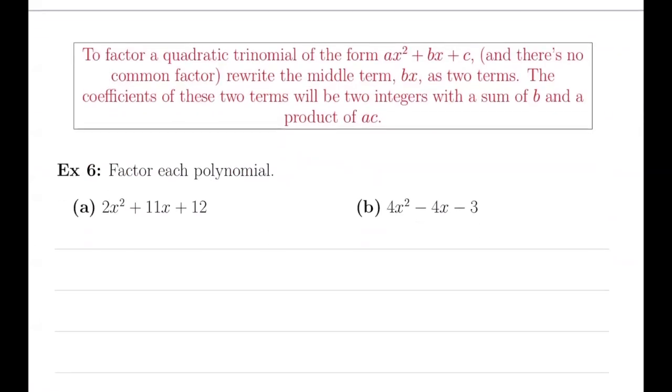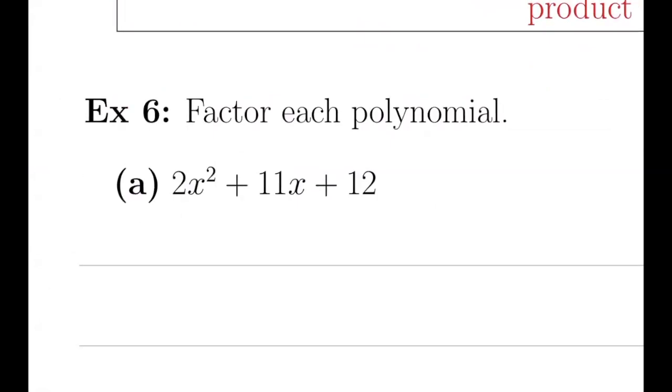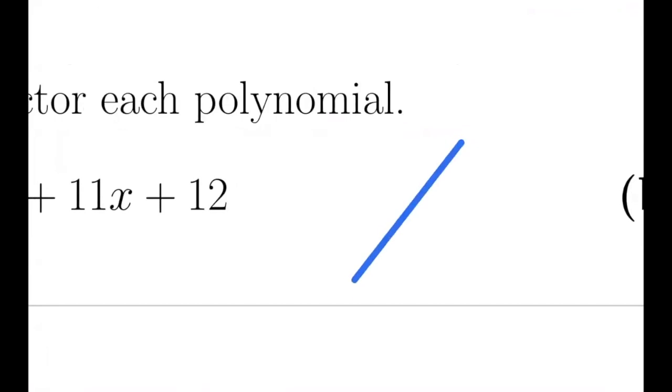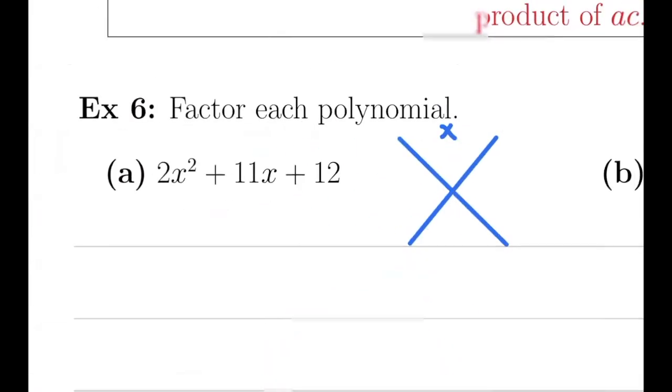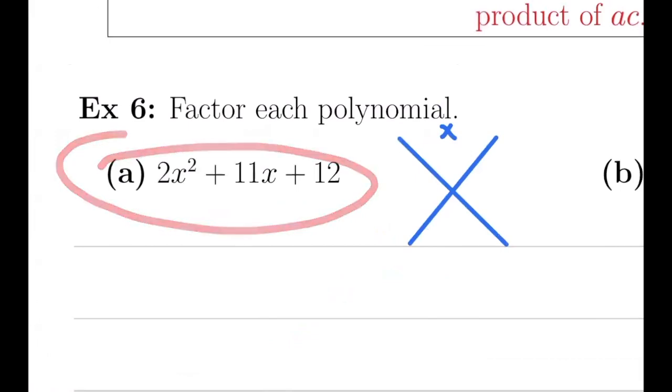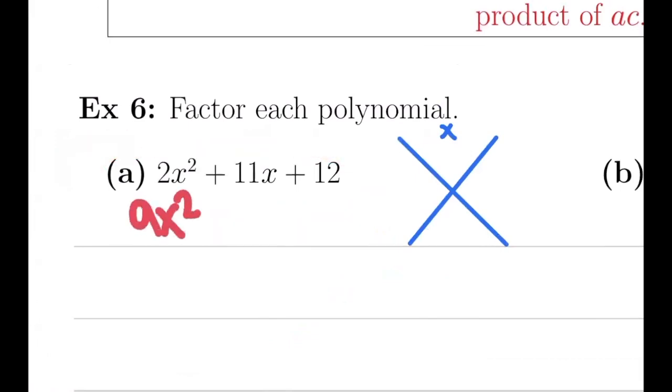Let's do an example of this. We're going to factor this polynomial. Again, I want two numbers that multiply to a times c and add to b. So what's a times c for this example? Remember, this is ax squared plus bx plus c.